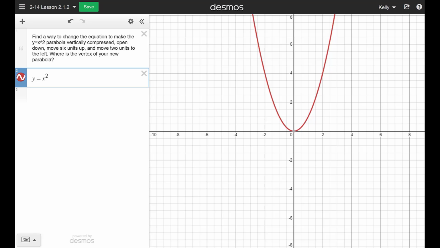This is the last one. It won't take long, but it's taking everything that we've talked about with regard to translations and stretching and compressing and negatives and all of that, and it's rolling it into one equation. So this one says, find a way to change the equation to make the y equals x squared parabola vertically compressed, open down, move 6 units up, and move 2 units to the left.